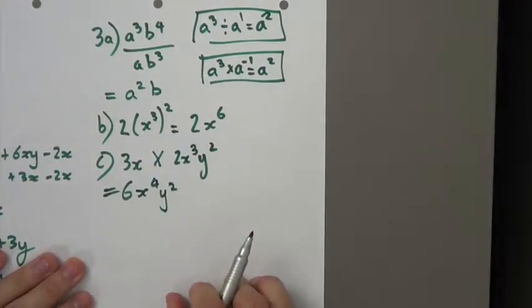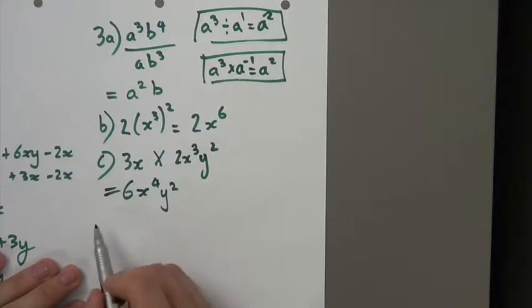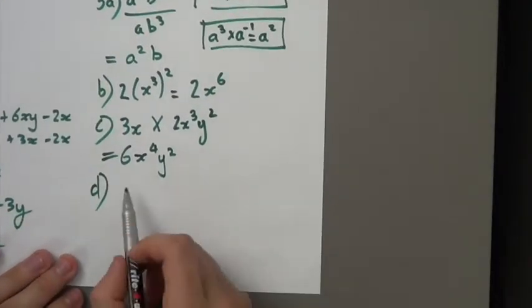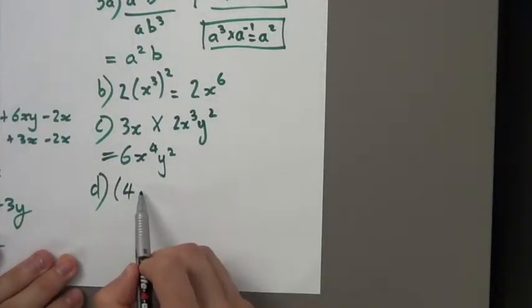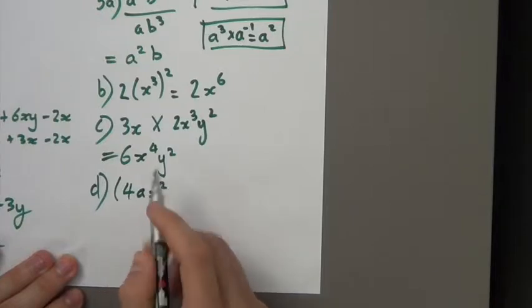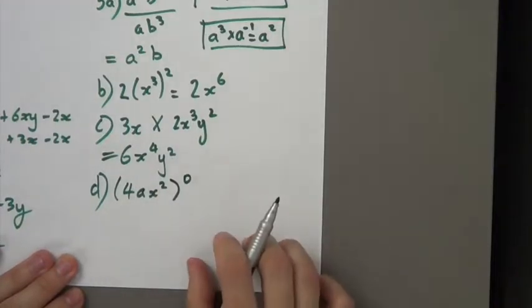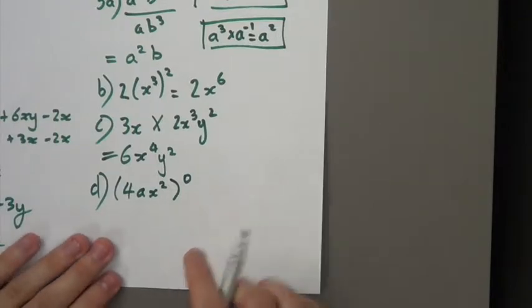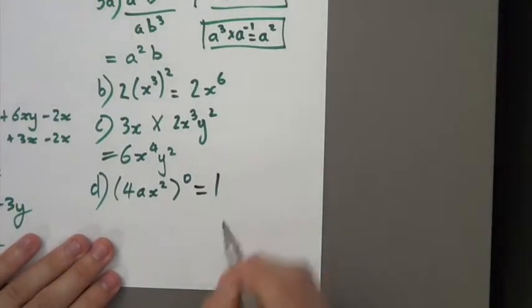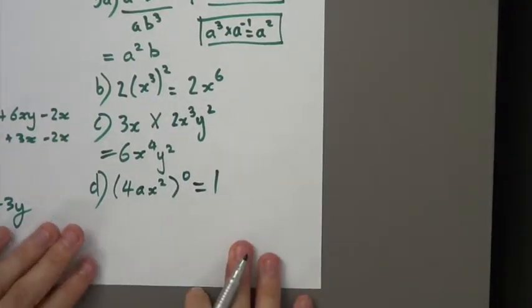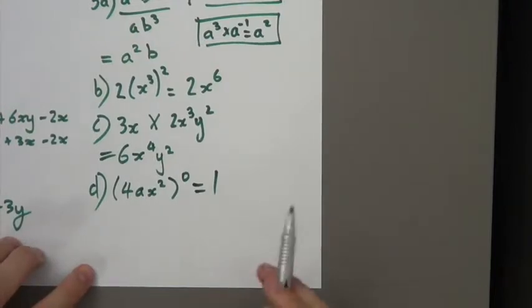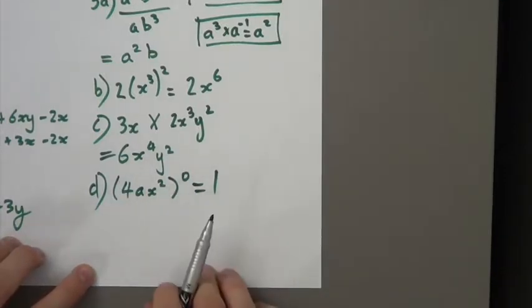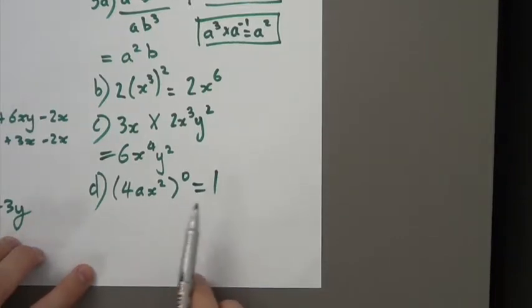Y squared. That's our answer. Simple as that. Right, what about D? This is, in brackets, 4ax squared to the power of 0. Now, if you don't know already, any number to the power of 0 always equals 1. Just practice numbers in your calculator. Do 243 to the power of 0, gives you 1. Do 1 to the power of 0, gives you 1. Whatever number to the power of 0 gives you 1. And because all of these are in brackets, we can write it as 1.